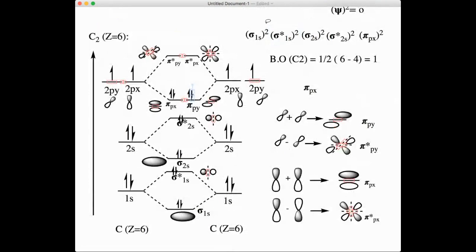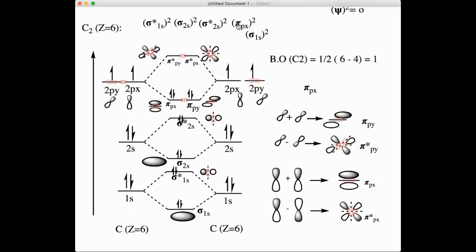So the electronic distribution of a C2 molecule will be sigma 1s2, sigma star 1s2, sigma 2s2, sigma star 2s2. Then we have pi px2, and finally we have pi py2. So the pi antibonding orbitals are there, but they are empty, okay?